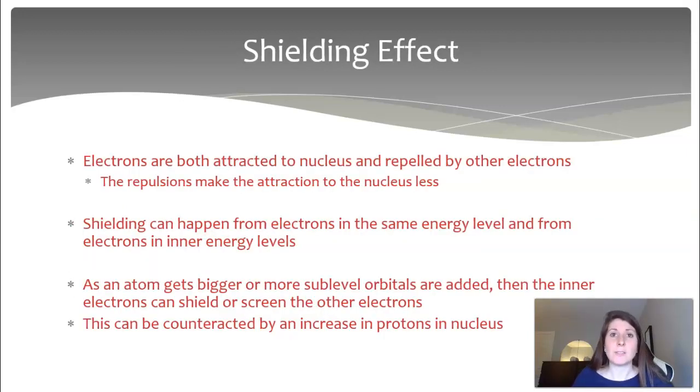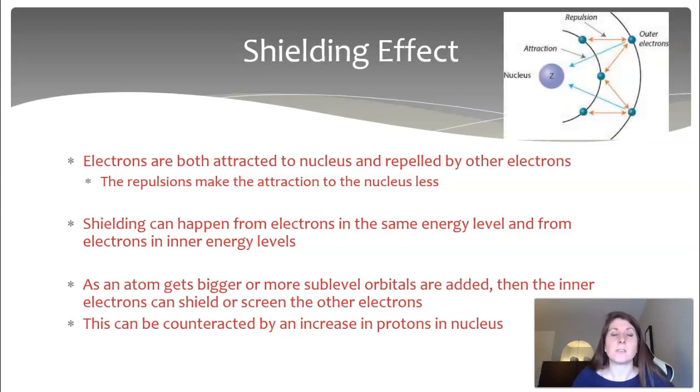So let's talk about shielding effect. If we think about electrons, they are going to both be attracted to the nucleus because of the positive protons, but they will also be repelled by other electrons. That repulsion can come from electrons in the same energy level and same orbitals, or it can come from inner energy levels. And the shielding effect is going to impact how big the atom is, and then it can also impact how easy it is to remove an electron, which is related to ionization energy.